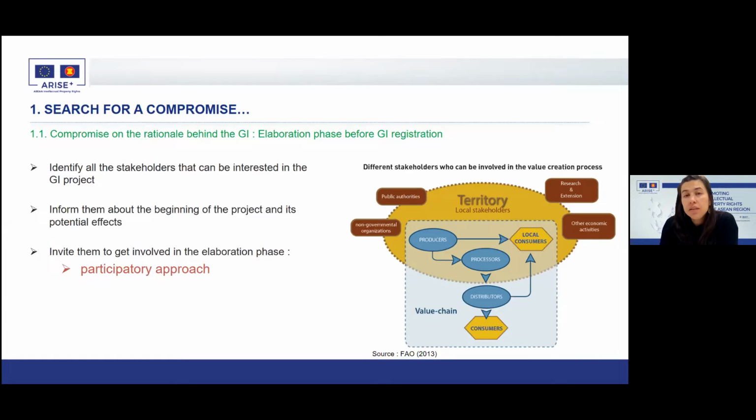It does not mean that everybody will be a user of the GI after, in terms of being producers that are using the name and sellers on the market and so on. But they can be involved at some stages in the elaboration phase, just for all the actors to feel part of the project.